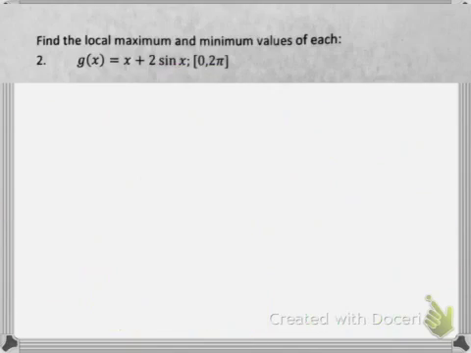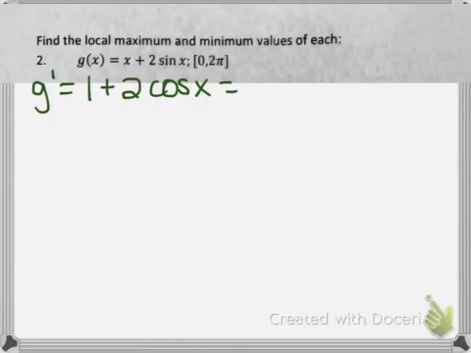Okay? Same exact problem now with a trig function. So if you want, you could stop it, and you could try this. So you're going to do the same exact thing. You're going to find the first derivative. You're going to find your critical numbers. So g prime is 1 plus 2 cosine of x. Derivative sign is positive cosine, not negative. I'm going to set this equal to 0, and I'm going to get that cosine of x equals negative 1/2.